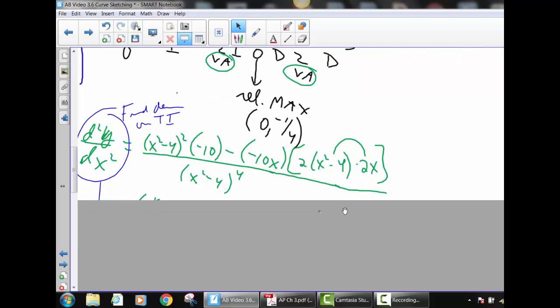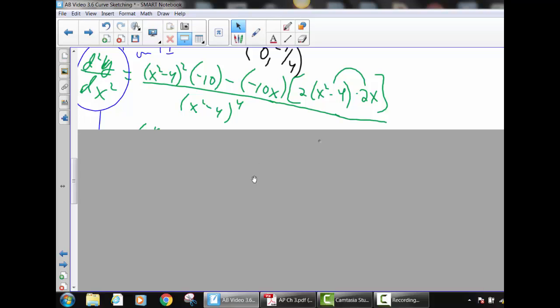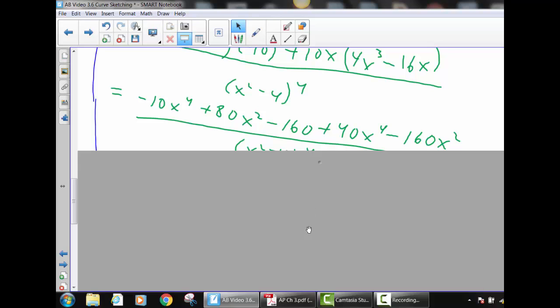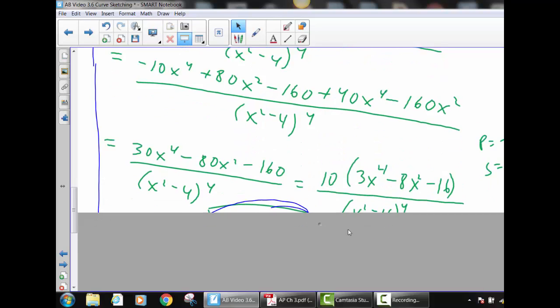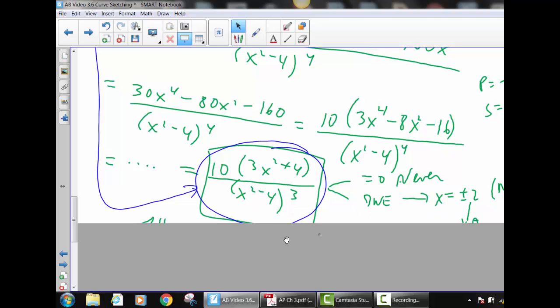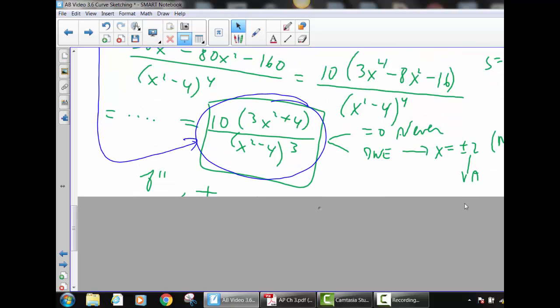Now, then you're going to need to find the second derivative for concavity. Again, I'm not going to go through all these steps. You know the quotient rule. Look at how horrendously ugly this is. Oh my God. So definitely use your calculator here. So here's what we get finally for the second derivative. Again, when is that equal to 0? Well, the numerator is never going to equal 0. When does it not exist? At x equals plus or minus 2. Again, those are not critical numbers because they're not in the domain.